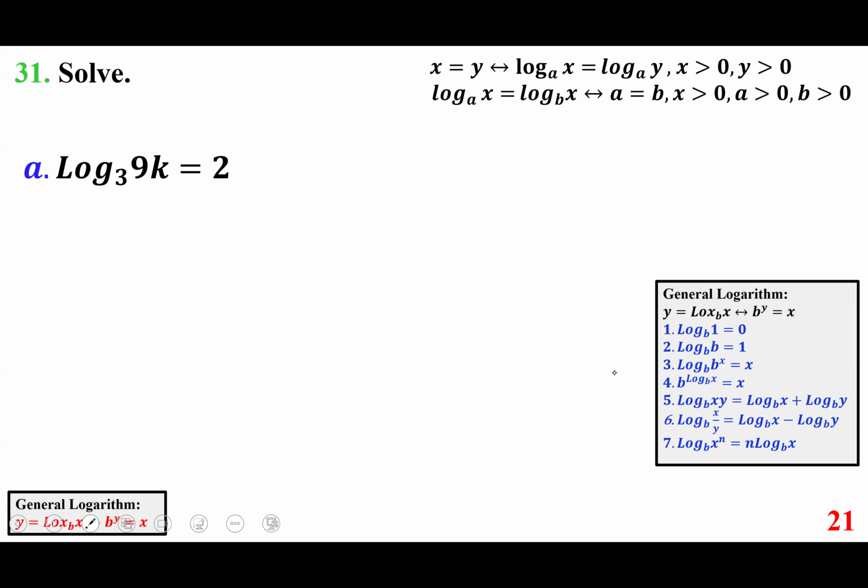We want to solve this, and same concept. When you're looking at logs, of course, remember the base must be positive, in this case a, and the argument must be positive, in this case x as well as y. And if two logs are the same, they must have the same argument, or if they have the same argument, the logs must be the same. So how do we deal with this? Anytime you have a log on one side and a number on the other, all you have to do is go with the arrow.